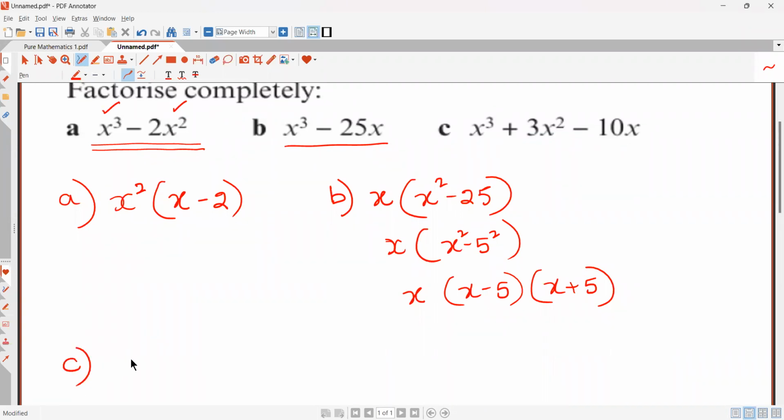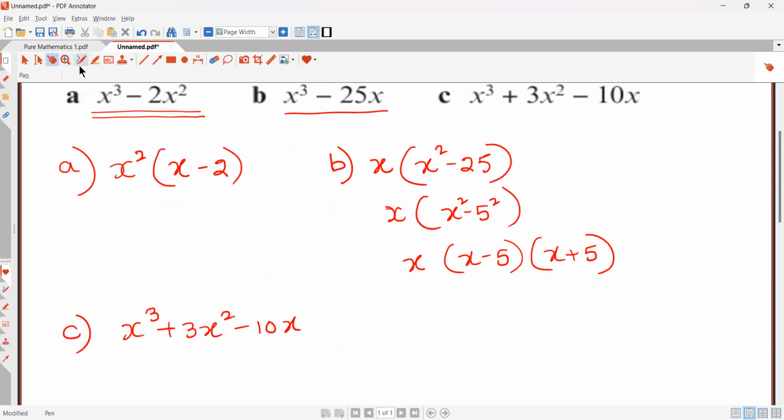Let's do C part. x cubed plus 3x squared minus 10x. Okay? Can I take x common over here? And can I write x squared? You see, if x is common, one x is gone here, one x is gone from here as well. So it's going to be 3x. When x is gone from here, that's going to be minus 10.